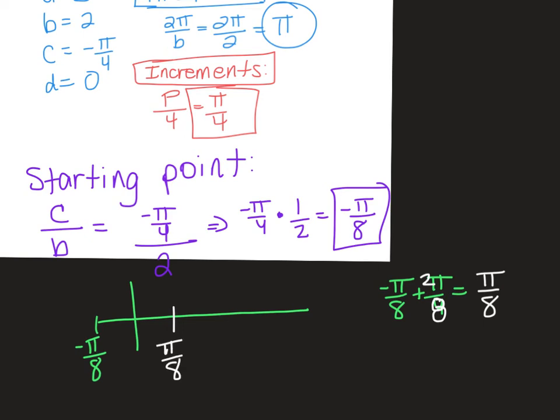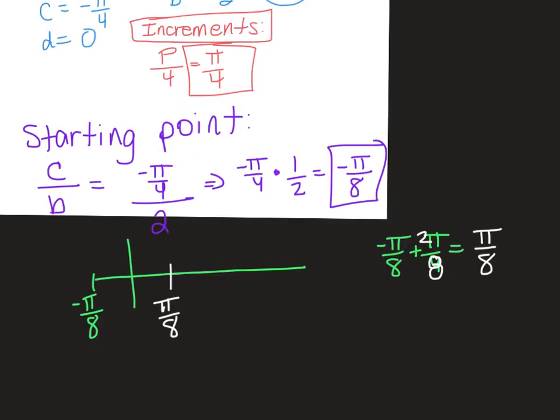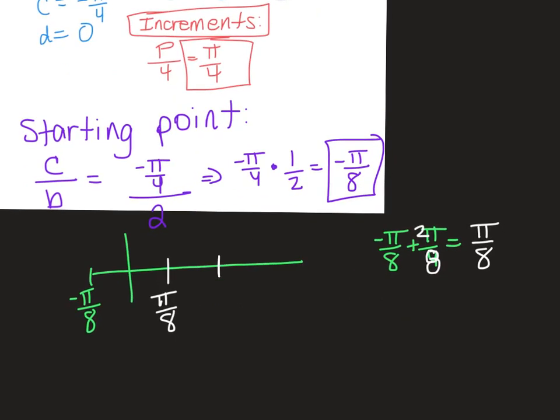Now I need to find my next tick mark. Well, how do I find the next one? I take positive pi over 8, and what do I add to it? Pi over 4. Good. So I have to get a common denominator. If this becomes an 8, what's the numerator become? A 2. Pi over 4 to change it to 8s. So I have now 3 pi over 8. Agreed?